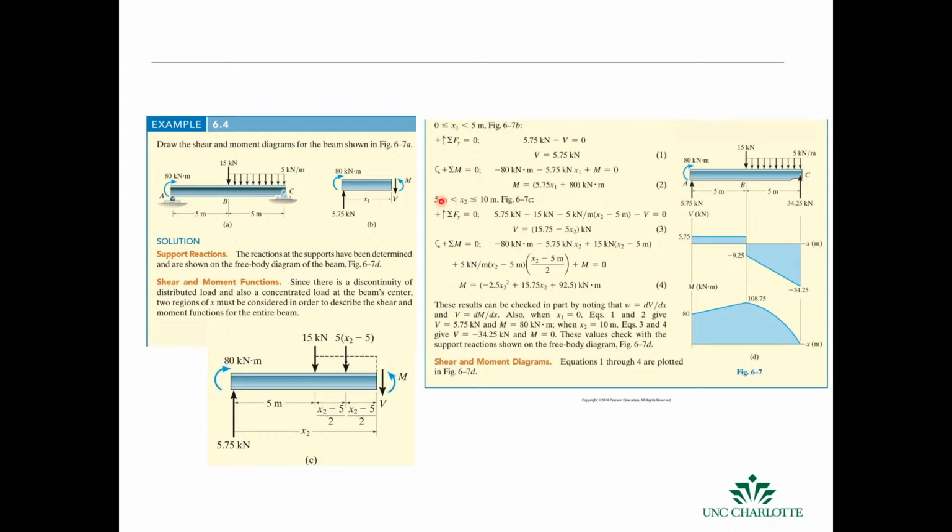And then we can get it from the next section from 5 to 10, and then we capture the entire loading conditions. And you can see that this is a constant. If you integrate a constant, you get a line. And then here, this is a line. And if you integrate a line, you get a quadratic. Okay.